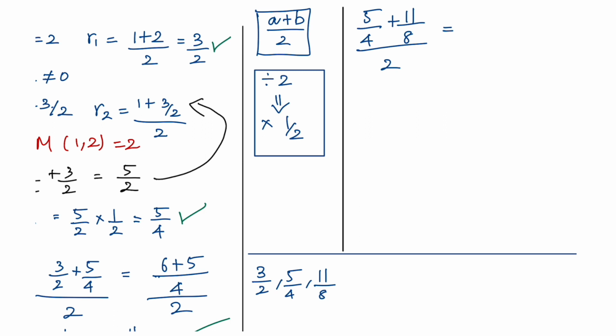Now the LCM is 8. Okay. So 5 would become 10, because we are going to multiply it by 2 at numerator and denominator for the denominator to become 8.